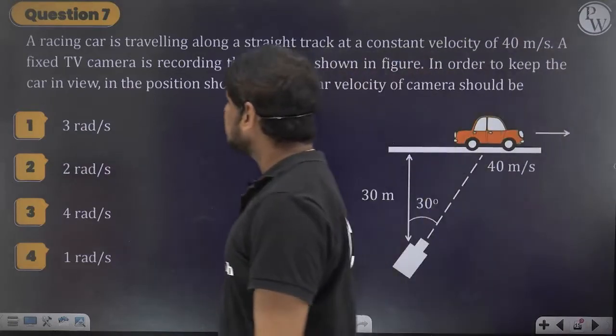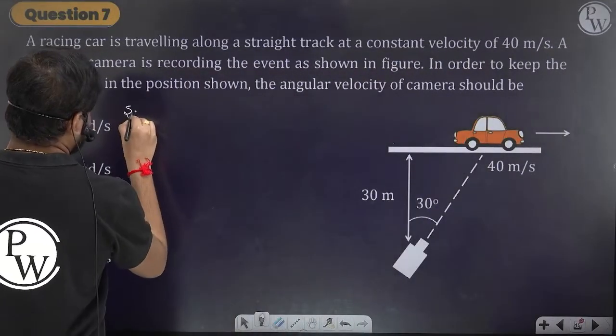Right? Chalo. So let's solve this question. Let's solve this question, guys.